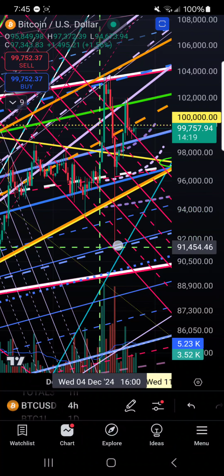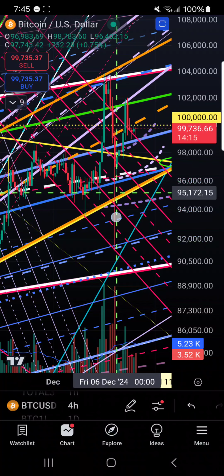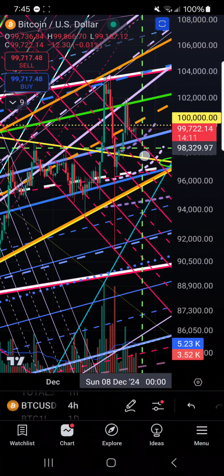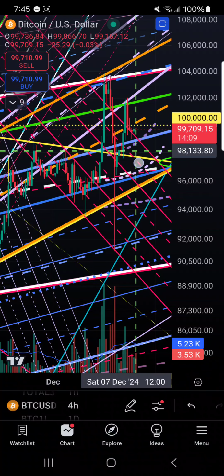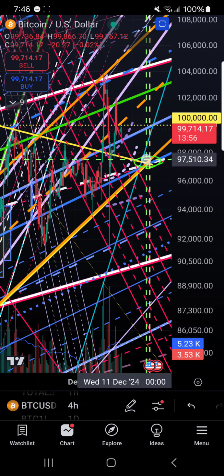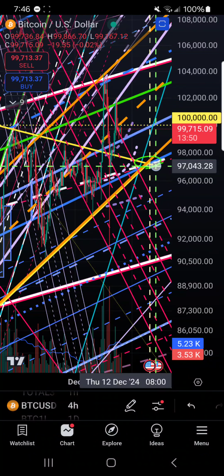So, we know that. But other than that, brief wick down here, we tried to hold this too, but it wasn't a very clean test of support there. So the alternative would be to come down and retest that here. We have a bunch of things coming together right here.